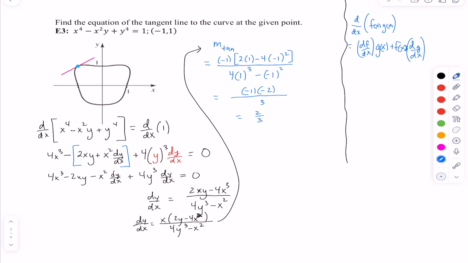Simplifies to be 2/3, I should say. And now we're ready to find the equation of the tangent line. Just got to remember x1, y1 is equal to -1, 1.